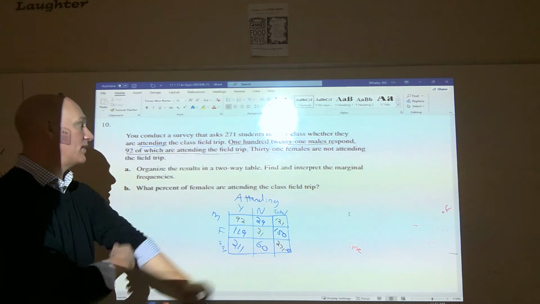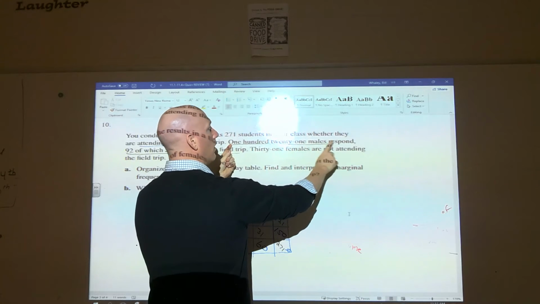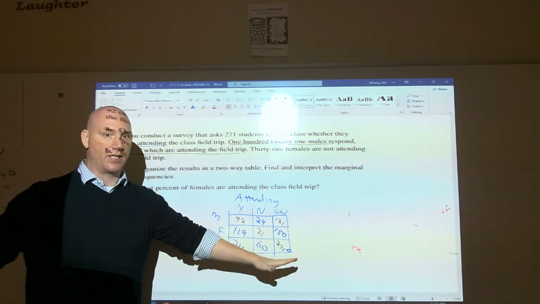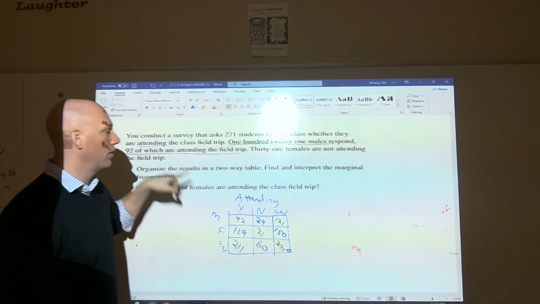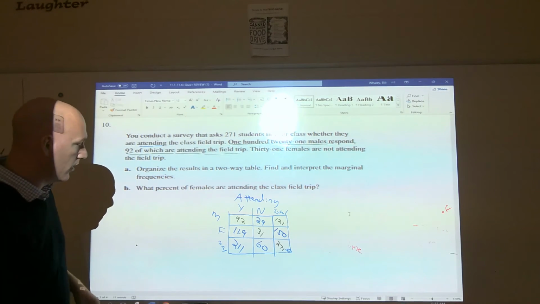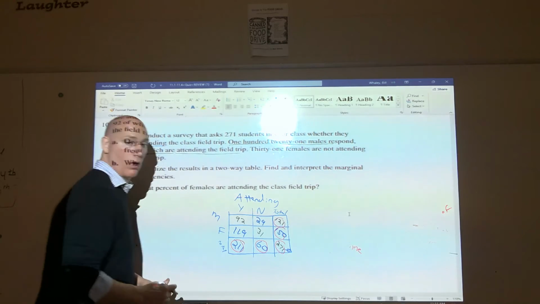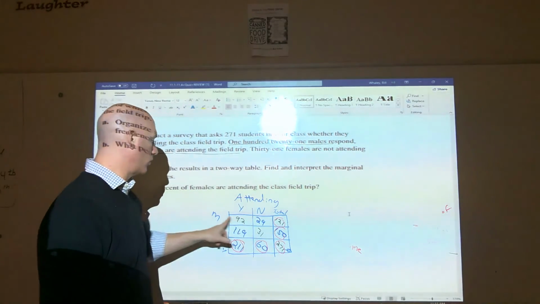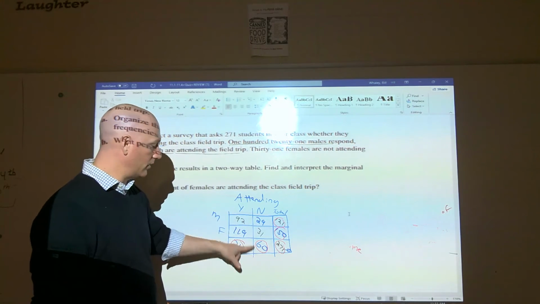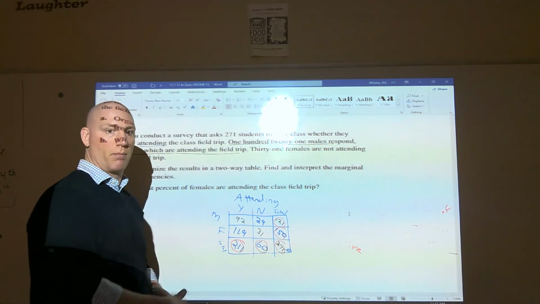Now, that's exactly what we did in class. The hardest part for everyone seemed to be this. When you looked at the 121 males responded, that's the total for males. It didn't give us any information until we went to the subset part. Now, organize it, find and interpret the marginal frequencies. These are the marginals. So all it means is we had 121 total males, 150 total females, 211 yeses, 60 no's, 271 total survey. Those are the marginal frequencies.